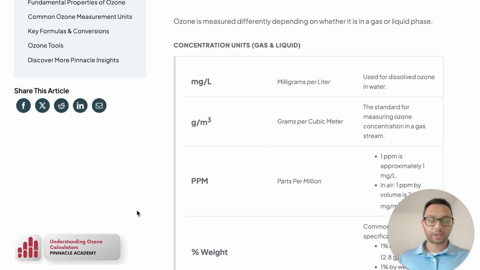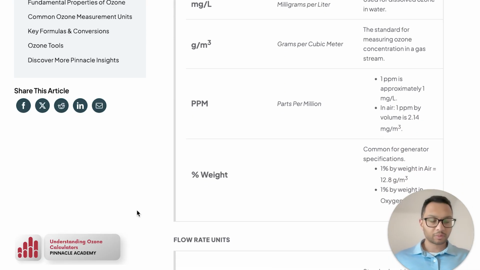So once again, I told you about milligram per liter. This is what is used to dissolve in water. You have the grams per cubic meter. This is the standard measurement of ozone concentration in a gas stream. You have ppm, which is parts per million. You have the percentage by weight, which is normally the amount of concentration of ozone being produced.